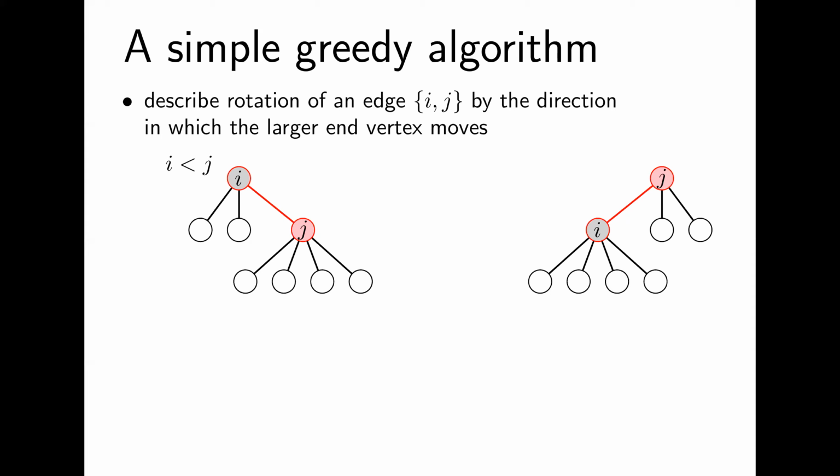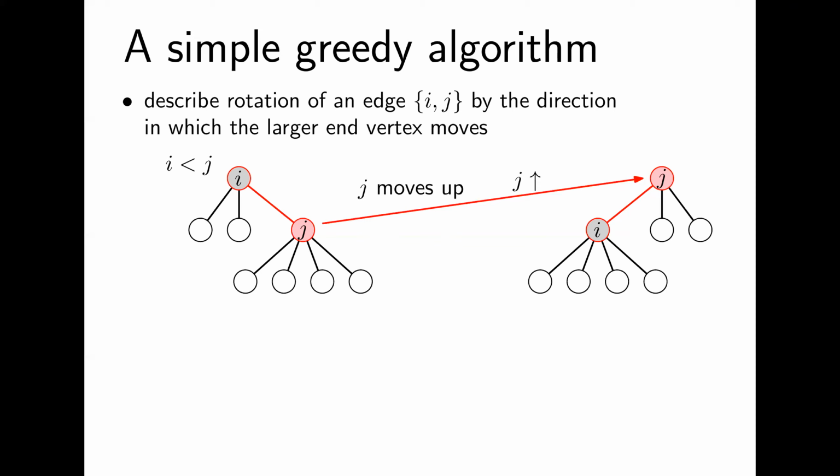In order to describe this greedy algorithm, we want to have a very short encoding of tree rotations. Before, I told you that we encode a tree rotation by the two endpoints. So we say rotate the edge with endpoints i, j in the elimination tree. Now we want to condense this a little more as follows. If this edge is ij, we look at the larger of the end vertices. In this case, let's say it's j. And then we describe this operation by only the movement of the vertex j.